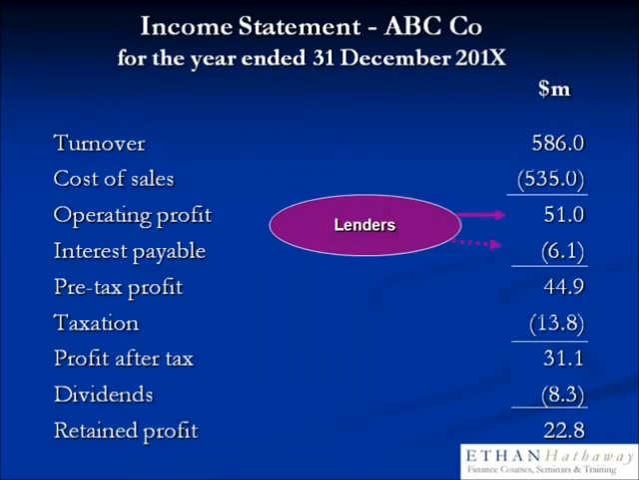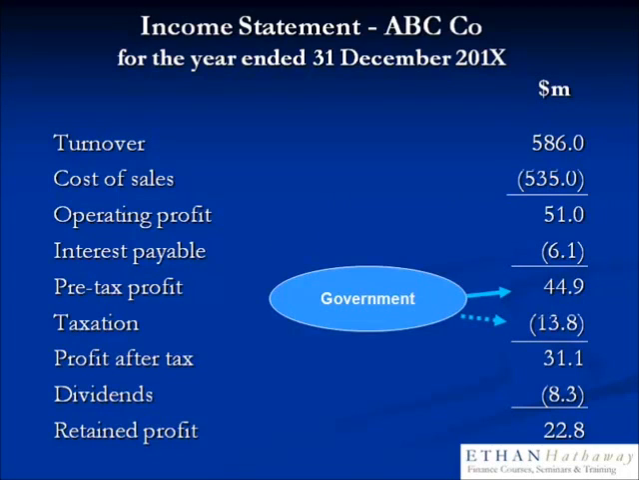Next, we look at the company's lenders. Lenders will also be interested in operating profit, as this will provide an indication of the company's ability to meet interest payments. In ABC's case, there appears to be a very healthy margin. The next stakeholder we will consider is the government. A government will be keen to see good pre-tax profits, as it is from these that tax revenues will be generated.